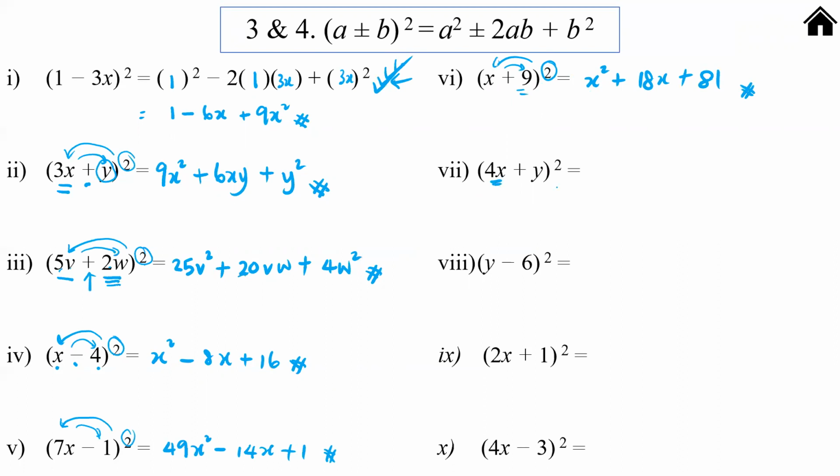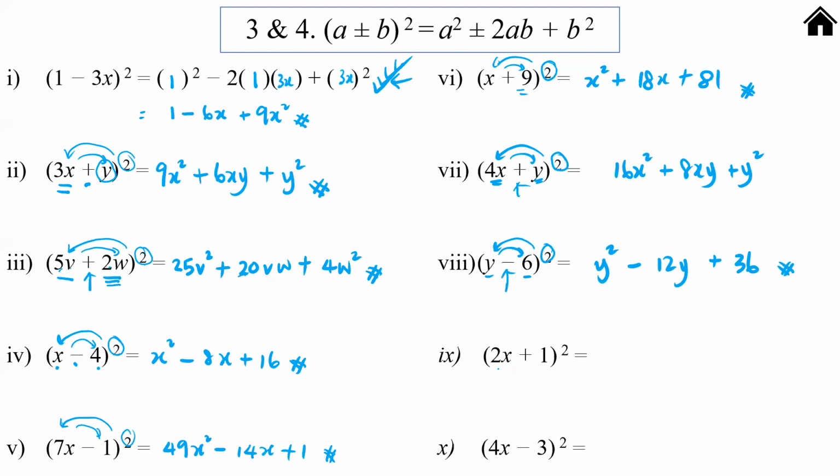Done. Square of 4x, 16x squared. This is plus, so we plus 2 times 4x times y. So we have 8xy, and then plus y squared. Okay, and then the last one, y minus 6. So the square of y, so we have y squared minus, because this is minus, 2 times y times 6. So we have 12y, and then plus 6 squared, which is 36.